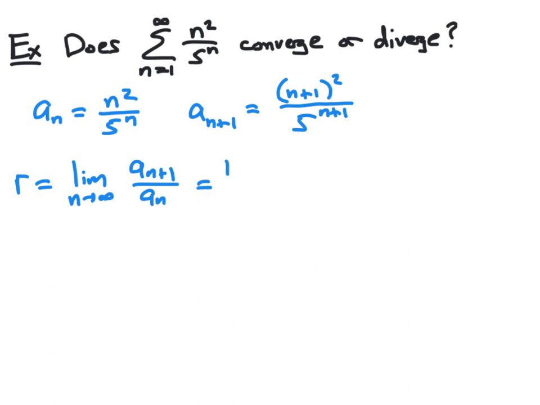In this case, we can just simply substitute in our values for a sub n plus 1 and a sub n. So for a sub n plus 1, we have (n plus 1) quantity squared over 5 to the n plus 1. And instead of dividing by a sub n, we're going to multiply by the reciprocal of a sub n, which is 5 to the n over n squared.